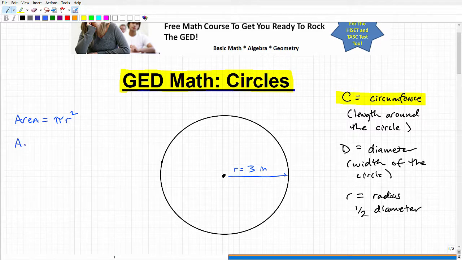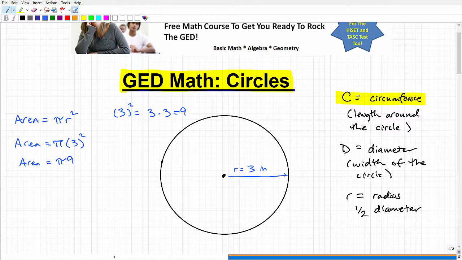So the area of the circle is going to be pi, which we already know is around 3.14. Now the radius is 3. Now we have to square it. So what does this mean? 3 squared. All that means is take the number 3 and multiply it by itself. 3 times 3, that's all it means. So 3 squared is 9, because 3 times 3 is 9. So the area is going to be pi times 9.